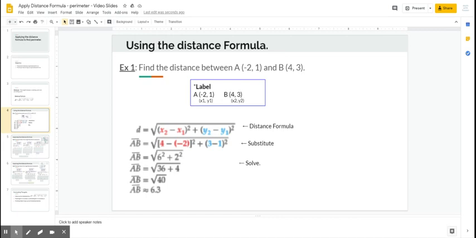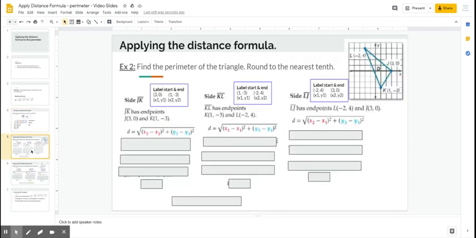Alright, so now that we know how to use the distance formula, we're going to apply the distance formula to find the perimeter. So here's a triangle, and we're going to find the perimeter. And the way that we're going to do this is by using the distance formula and finding the distance of each side, and then adding that together. So let's start first with side JK. So JK is from here to here.